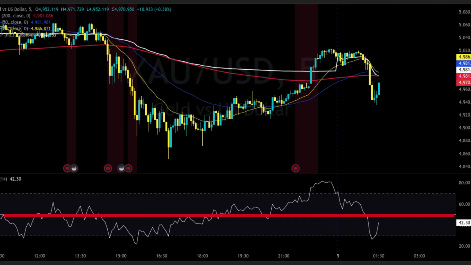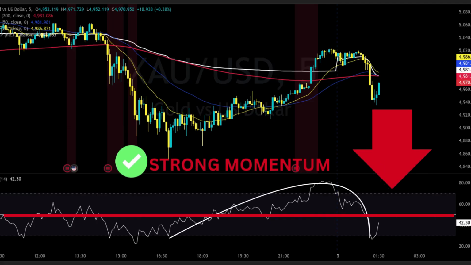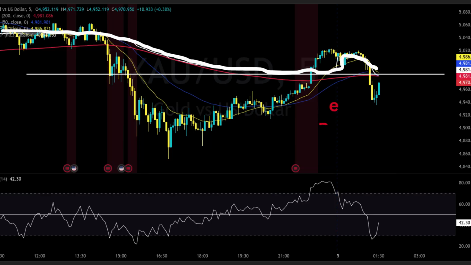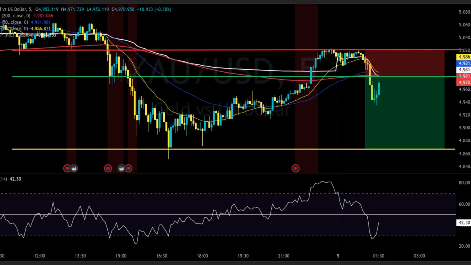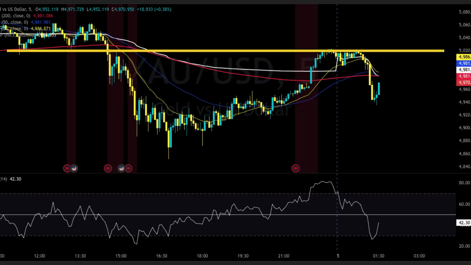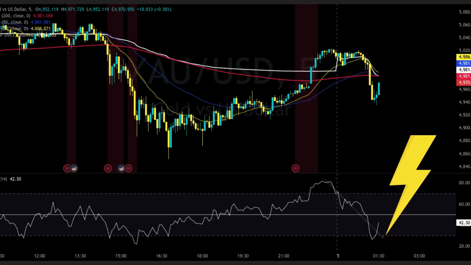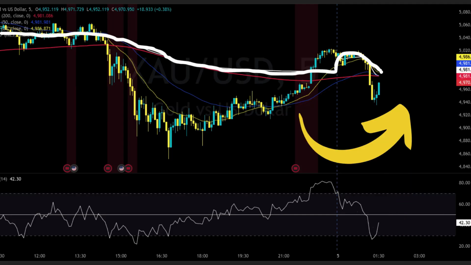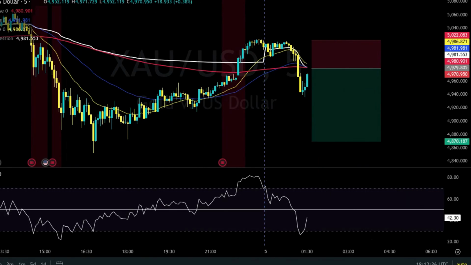When the moving average shows direction, RSI shows momentum, and VWAP shows level, decisions become simple. Now that everything is set correctly, let me show you how I use these indicators together on real gold scalping trades. Trend is bearish. RSI is strong. Price pulls back to VWAP. This is not luck. This is structure.